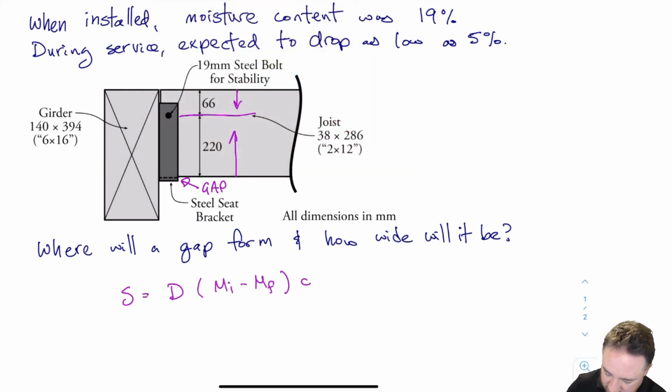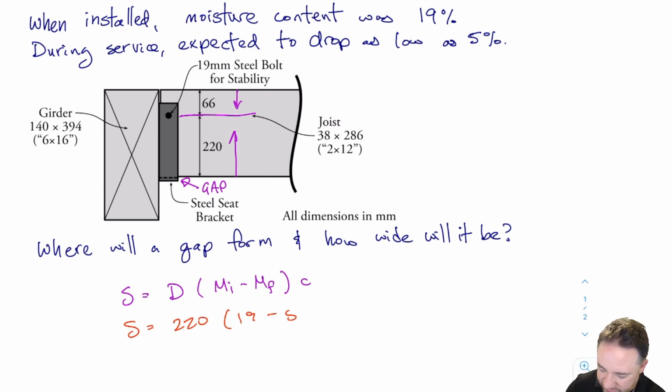So let's do the dimension first. S equals, the dimension that's going to shrink here is 220, because it's going to shrink. The 220 dimension up top is what's going to shrink up to form the gap. MI is 19. MF is 5, because we're going from 19% moisture content to 5% moisture content, but I'll just leave the percents off.